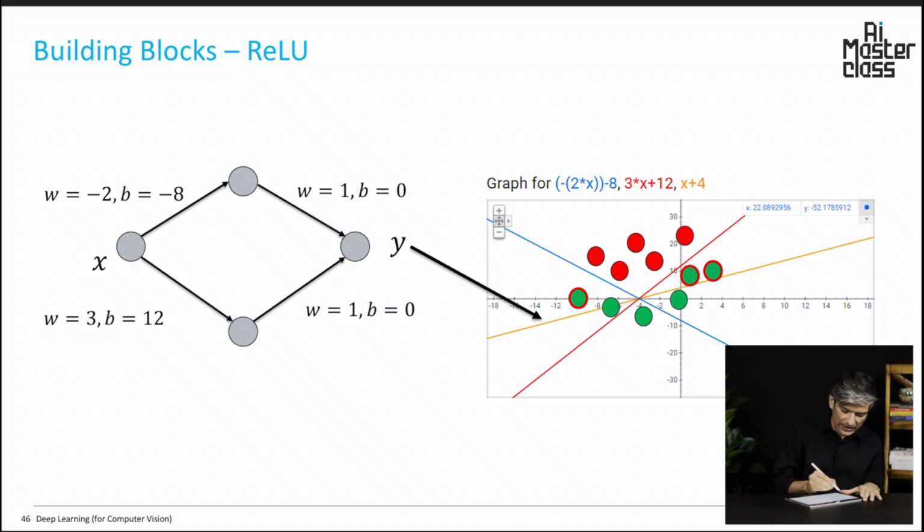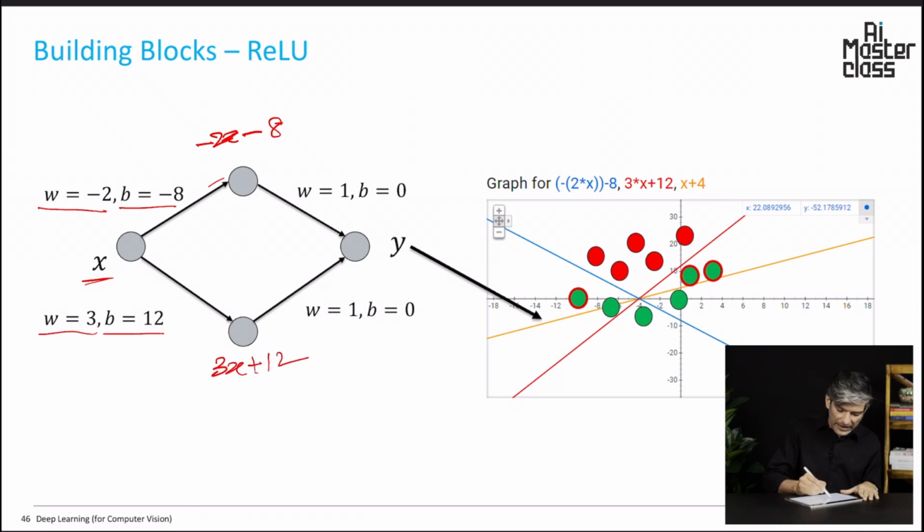Let's say we start with a very simple neural network, and in our neural network we have x as input, and we have single weights here, right? So this weight is -2, and this has a bias of -8, and then here we have a weight of 3 and bias of 12. So then what is the value of this neuron? The value of this neuron is -2x - 8, and the value of this neuron is 3x + 12.